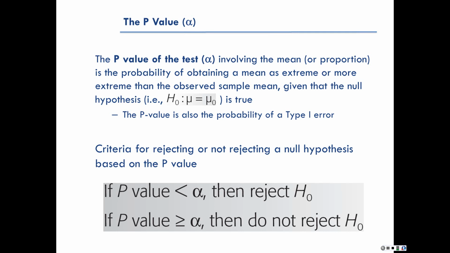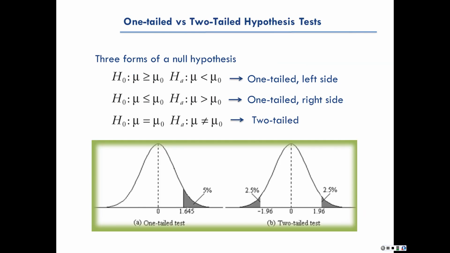And so the criteria for rejecting or not rejecting the null hypothesis is based on the p-value. If the p-value of your test is less than alpha, less than 0.05, then you reject the null hypothesis. But if your p-value is greater than or equal to alpha, say it's 0.05, then you don't reject the null hypothesis. You fail to reject the null hypothesis.